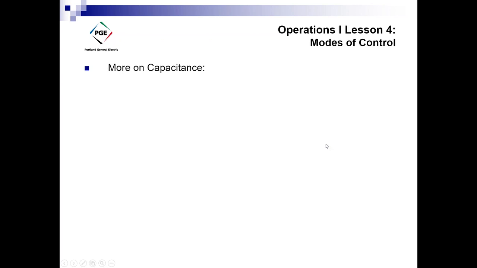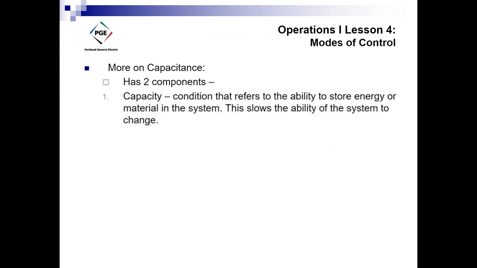So a little bit more on capacitance. There's two components to capacitance. There's capacity, a condition that refers to the ability to store energy or material in the system. Some systems have a large capacity, some systems have a small capacity. And remember, this deals with inertia too. The higher the capacity to store energy or material in the system, the slower the system is going to respond to changes.